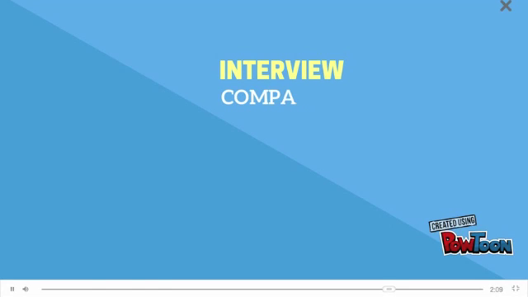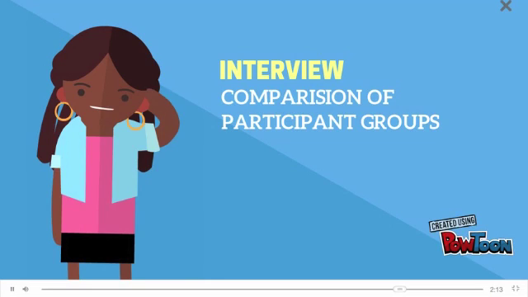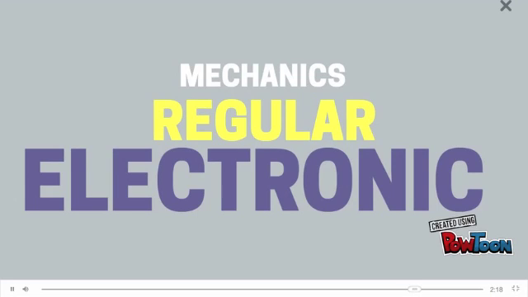For this step, we're going to use two different approaches. One will be the interview, and the second one will be the comparison of participant groups. Our sample will be centered around people who know about this topic and are familiar with how a car works. This is why we would like to interview some mechanics who can explain to us the main failures of regular and electric cars.